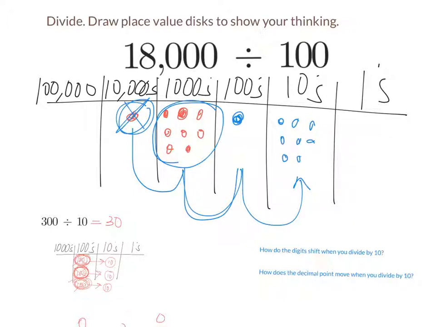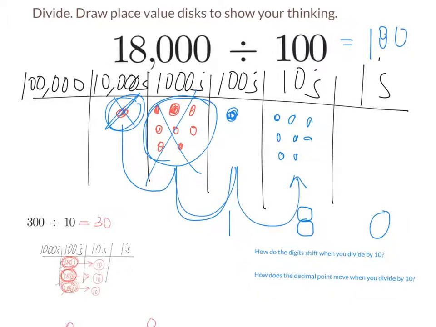Let's see what we're left with. How many ones do we have? 0. Okay. How many tens do we have? 8. How many hundreds do we have? 1. So 18,000 divided by 100 is 180. We also know that moving the digits to the right is the same thing as shifting the decimal point to the left, right? So in this original number, the decimal point was here, yes? In 18,000. Now we know when we divide by 100, we shift the decimal point how many spots to the left?